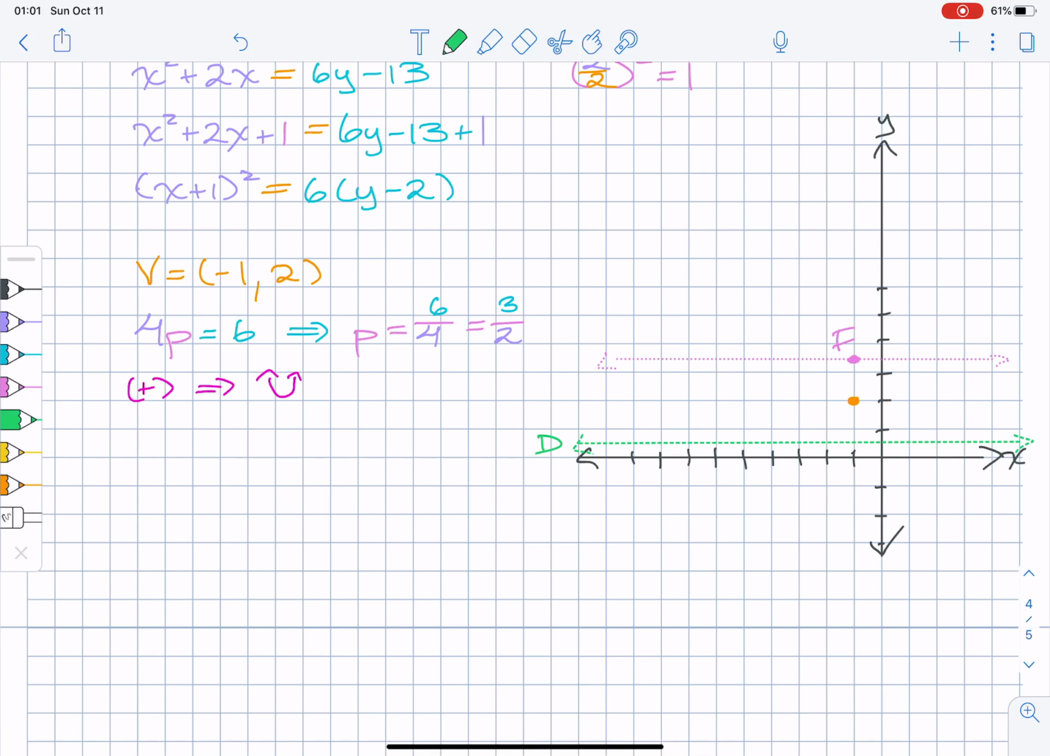Okay, and I know that on the focus, the parabola will intersect at twice 3 halves, or 3, so 1, 2, 3 away on either side of the focus. Okay, so let's go ahead and draw this. Well, let's try and draw this, shall we? And by we, I mean me. Okay.